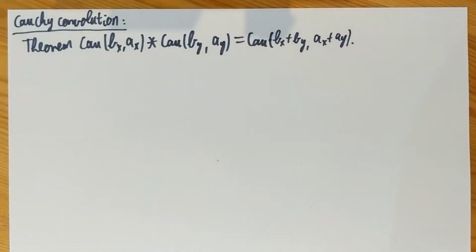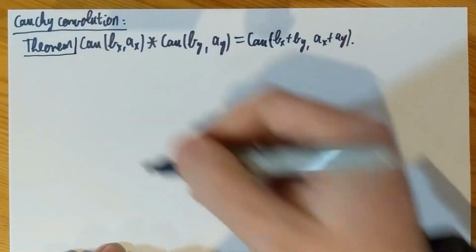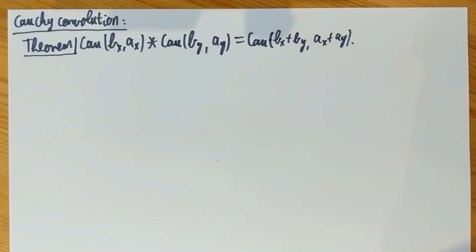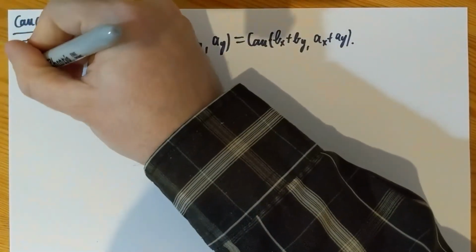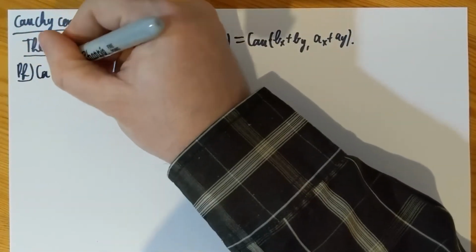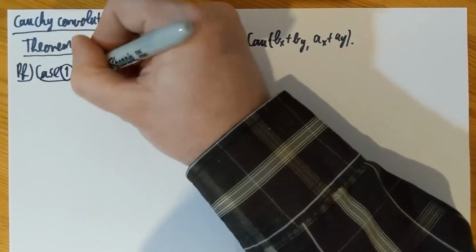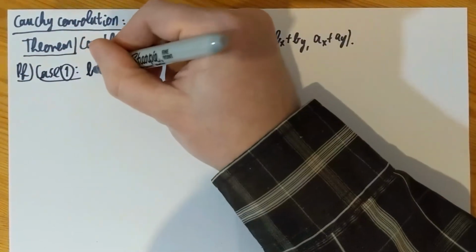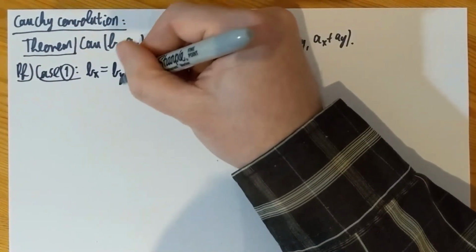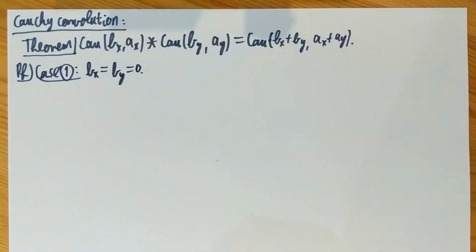But we're going to do this now with the probabilistic formulation and of course the convolution formula, and we are going to use the residue theorem. So let's prove this, and again I'm going to do it in two steps. Case 1, let's assume that the b's are 0. bx and by are both 0. I cannot assume that the a's are 0, but let's assume that.